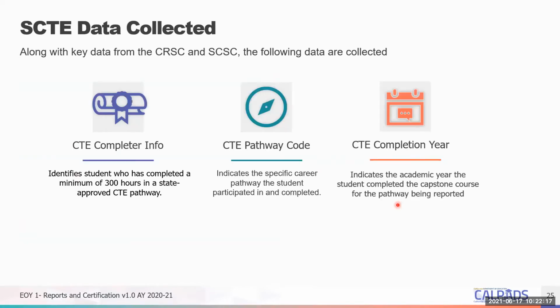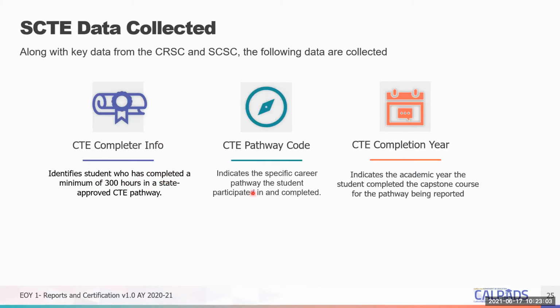You have your CTE completer info. This is basically self-identified. Once a student completes the minimum 300 hours in a state-approved CTE pathway, which you internally would have determined, then you submit the SCTE data of that student along with the CRSC and SCSC. Why so? Because on the CRSC and SCSC, you have to account for the capstone course that the student completed, and the SCSC should have a C minus or better grade to back up your CTE completer determination of the student.